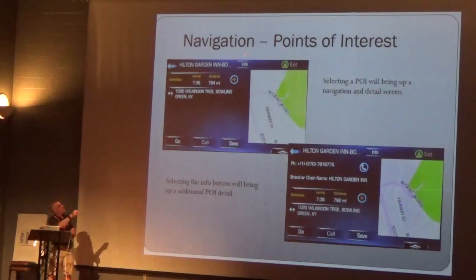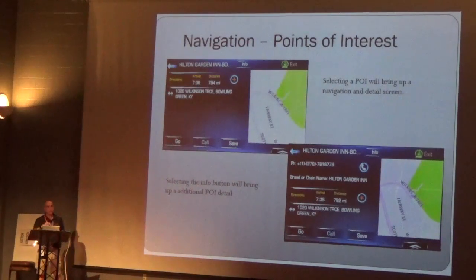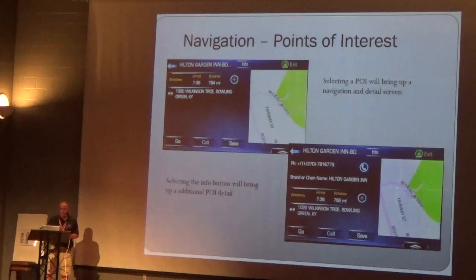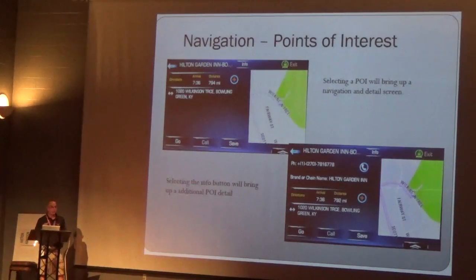If you select the Info button at the top of the screen while you have this screen up specific to a point of interest, it's going to bring up an information dialog box, and it's going to give you a little bit more detail. It's going to give you what chain it's associated with, show you the phone number. Now you see you have the option to call. The address remains. If you want to navigate to it, press Go. If you want to save it, press Save.